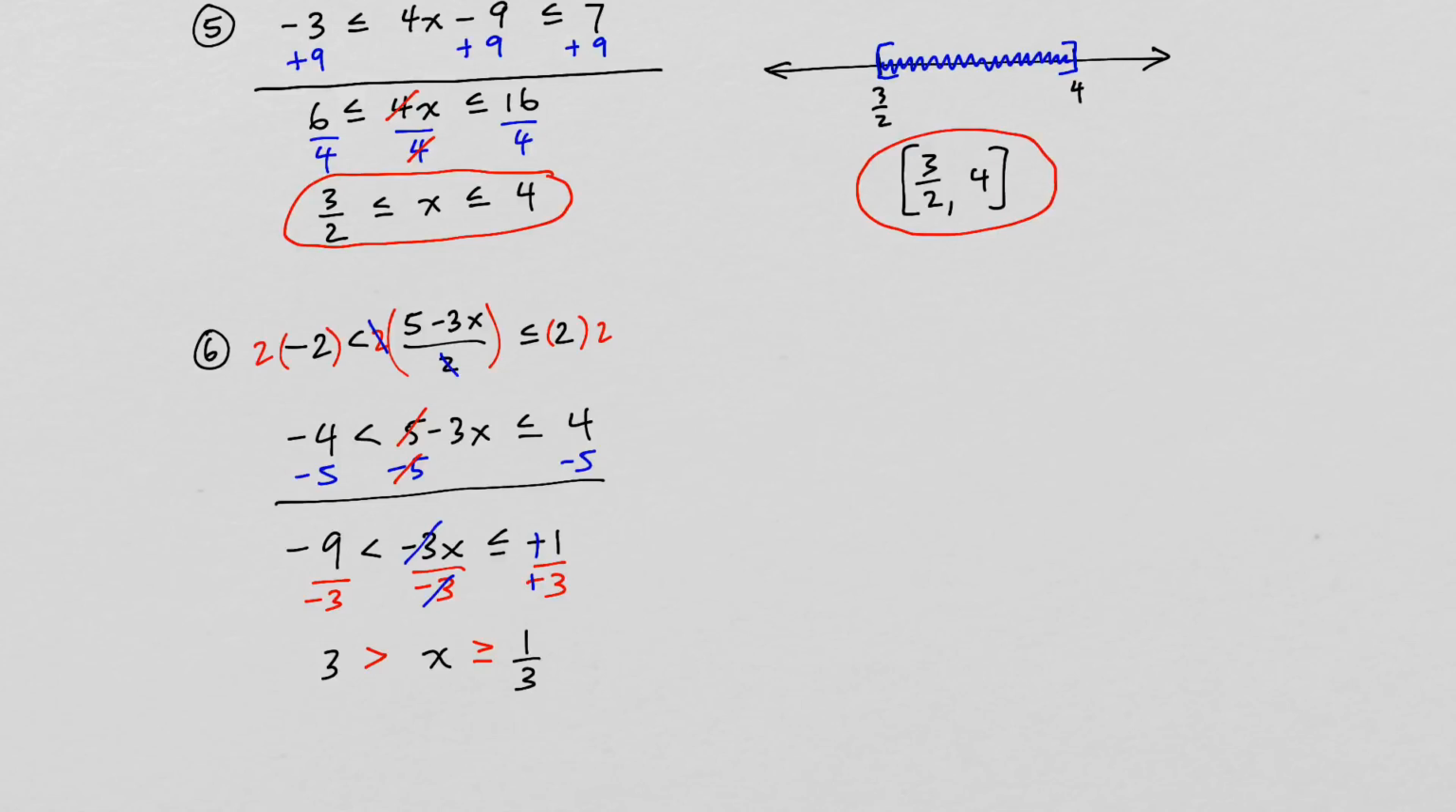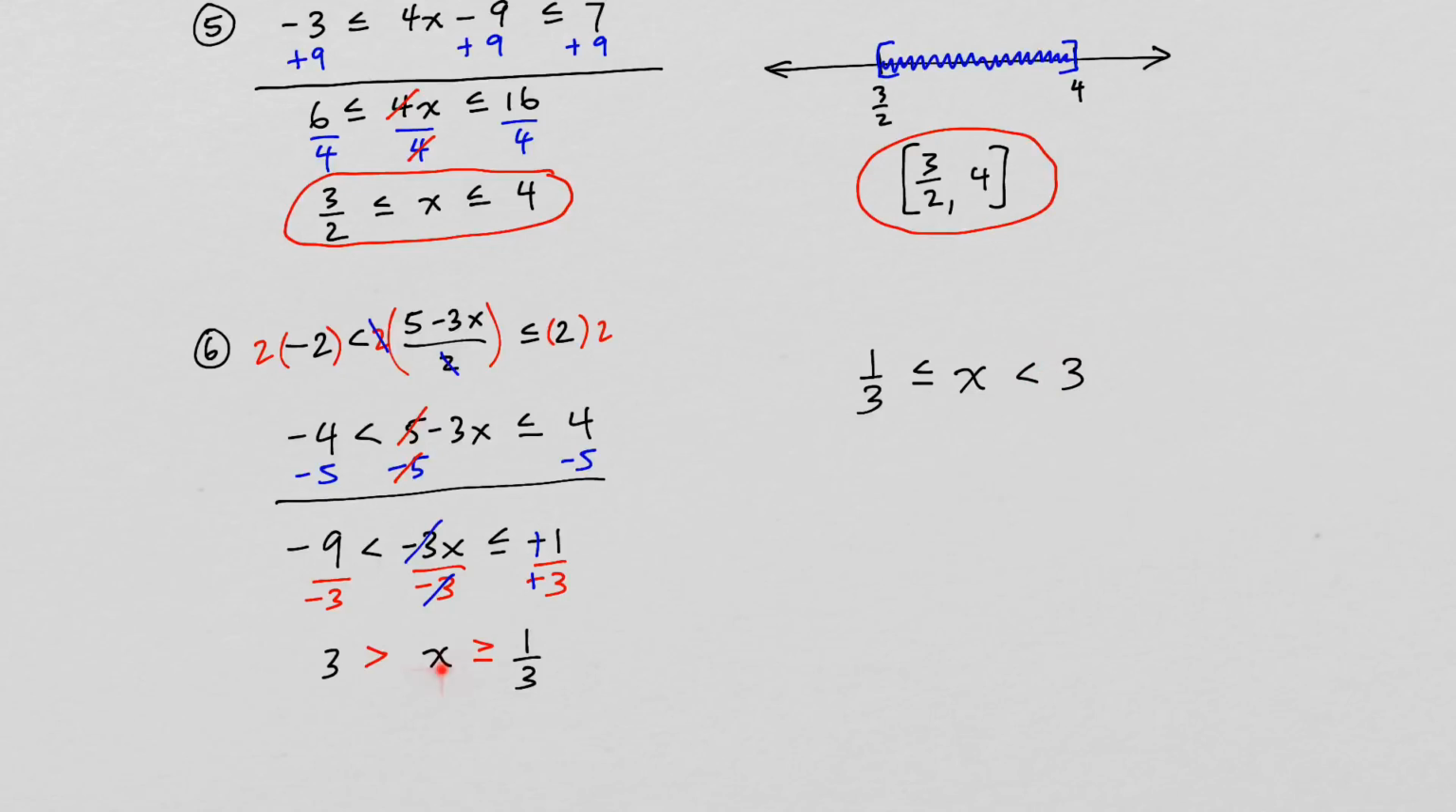So we can fix that by simply flipping everything around. So x is in the middle. We're going to put 3 on the right side, and we're going to put 1/3 on the left side. And then we just have to make sure that the inequalities are consistent with what they used to be. So here we had 3 is greater than x, and here we still have 3 is greater than x, and x is greater than or equal to 1/3. So this is the appropriate way to express our answer in inequality notation.